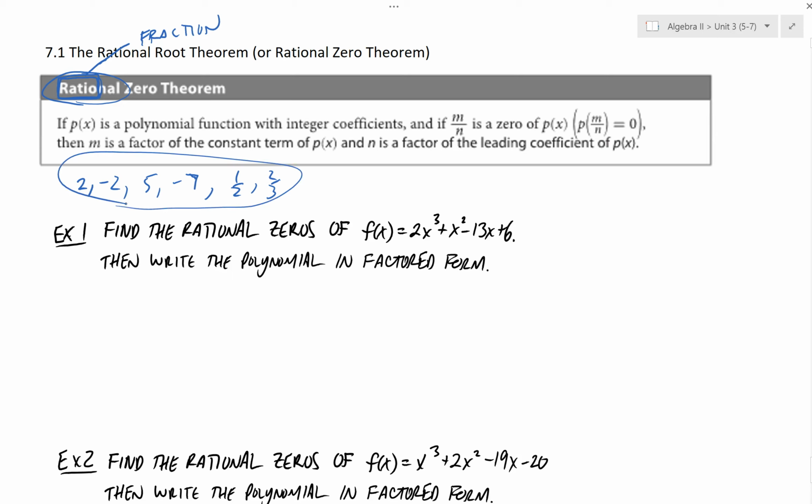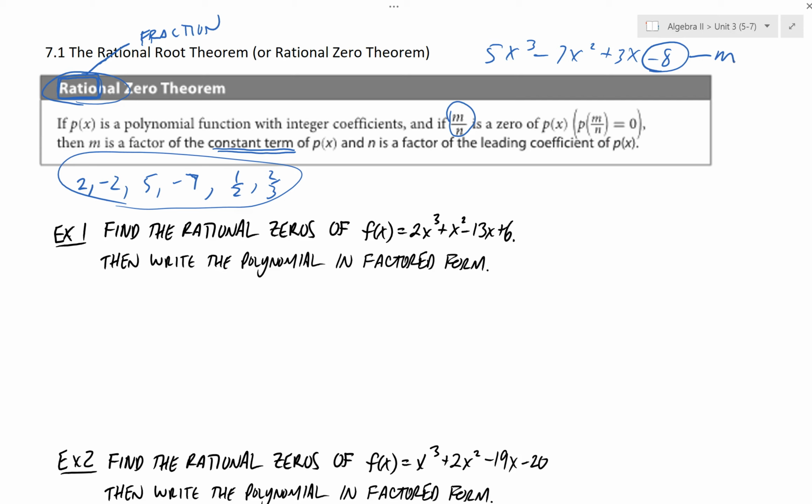Okay? So what the rational root theorem says is that if there are any rational zeros or rational roots, they will be of this form, m over n, where m is a factor of the constant term. So if I had a polynomial like, let's say, 5x cubed minus 7x squared plus 3x minus 8, the constant term is the one at the end with no variable. So m is going to come from that number at the end. It's going to be one of the factors, in this case, one of the factors of 8.